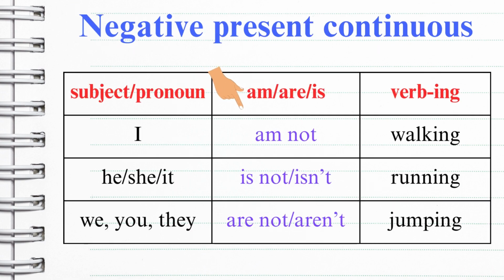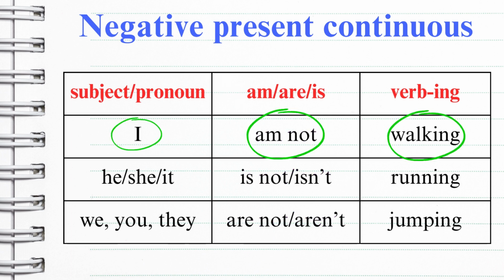Now we'll just include some negative present continuous tense. So all that changes here is the second column, and it doesn't really change except that we're adding the negative there, which is the word not. So I'll go through this with you again. I am not walking. So the negative means that it's not happening right now.